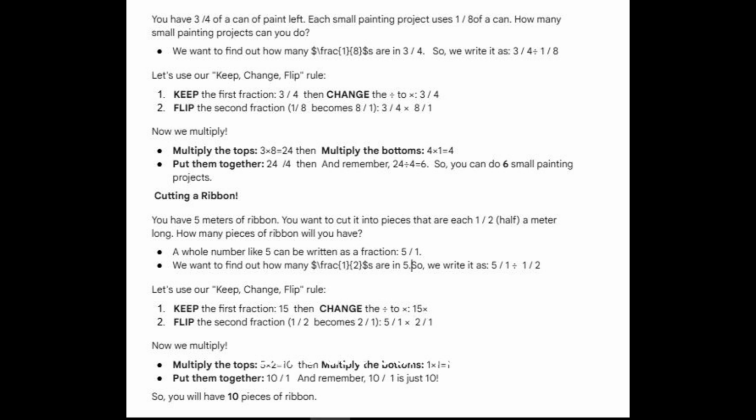Let's use our keep, change, flip rule. Keep the first fraction, 5/1. Then change the divided by to times. Then flip the second fraction, 1/2 becomes 2 over 1. Now we multiply the tops. 5 times 2 equals 10. Then multiply the bottoms. 1 times 1 equals 1. Then put them together, 10 over 1. Just a quick reminder, you guys, 10 over 1 is still just 10. Simple, right? You're going to get 10 awesome pieces of ribbon.